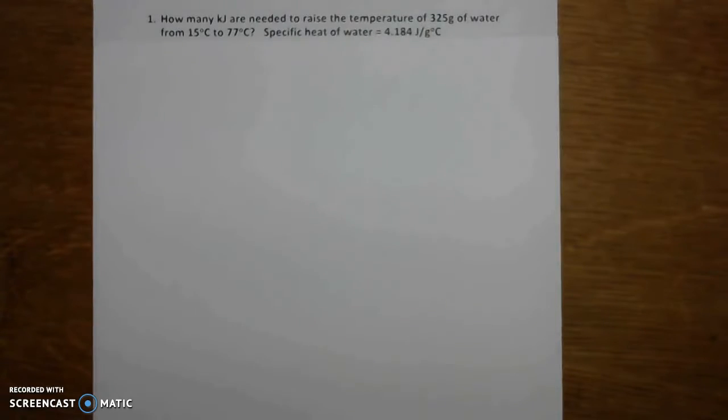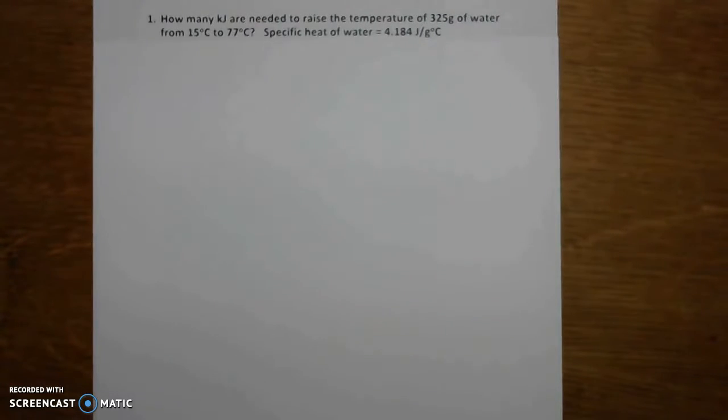Okay, so here we have our first thermodynamic problem. How many kilojoules are needed to raise the temperature of 325 grams of water from 15 degrees C to 77 degrees Celsius? We're given the specific heat of water as 4.184 joules per gram degrees C.